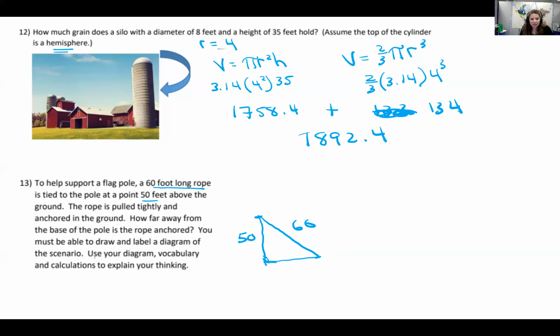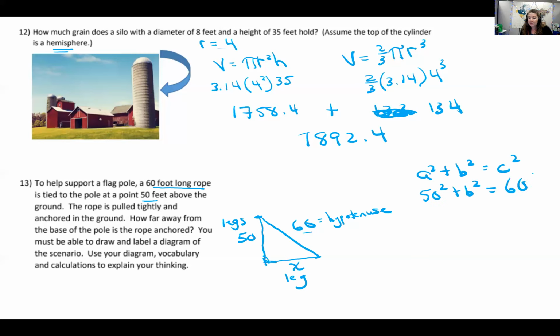When it says use your diagram, vocabulary, and calculations to explain your answer, you must draw and label a diagram. So I would say that 60 is the hypotenuse, and 50 is one of the legs of my triangle, and I need to figure out this distance, which is another leg. Right? So I'm using the Pythagorean theorem. We're doing a lot on this test. So 50 is either A or B, it doesn't matter. But our hypotenuse must be 60.